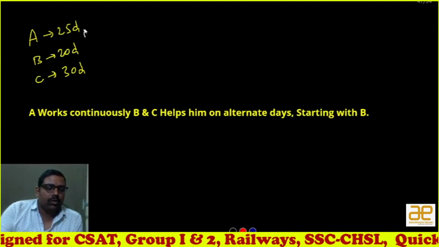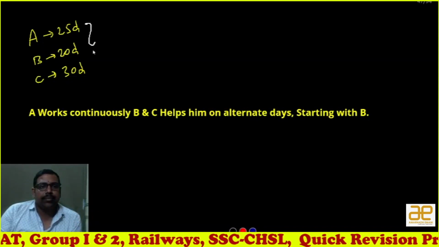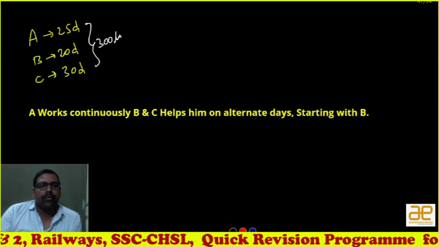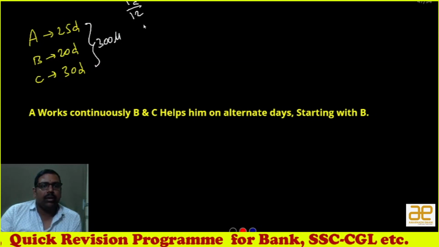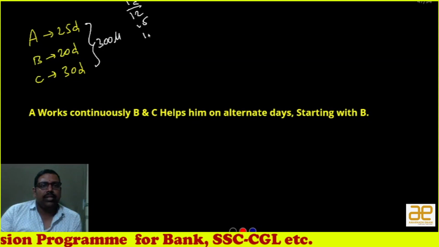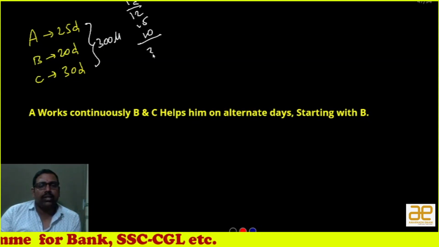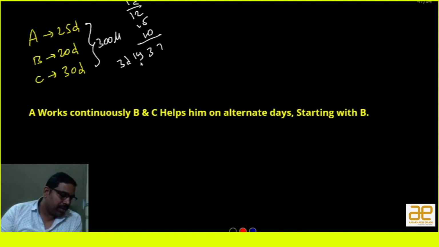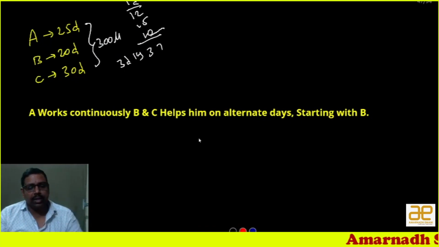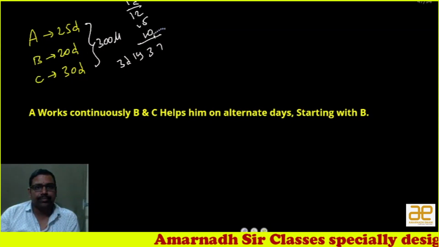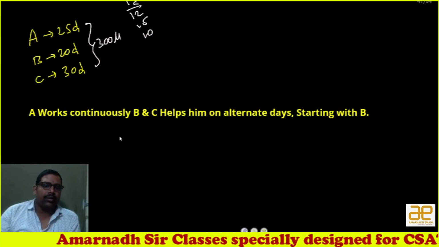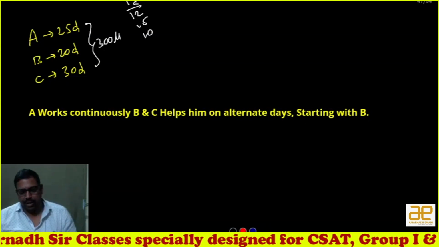25, 20 and 30. The total work is 300 units. In one day, A completes 300 by 25, means 12, B 300 by 20, means 15, C 300 by 30, means 10. So most of the people will go like this, and 3 days is one cycle, etc. That is all rubbish. Okay, whatever you said is correct as numbers, but what we have to do is something different. Now I'm writing what we have to take.